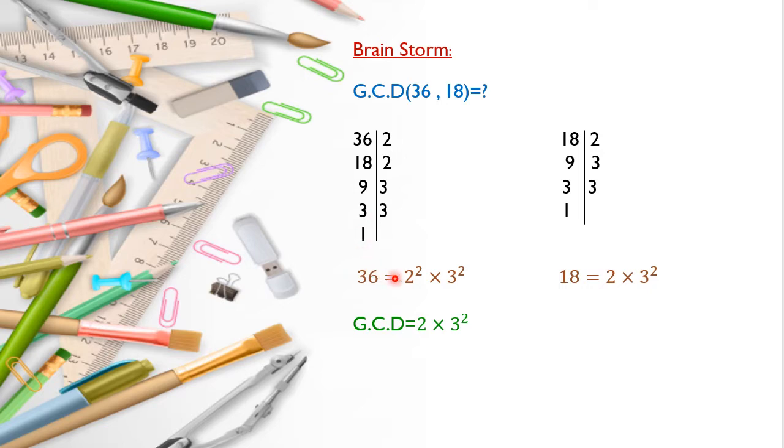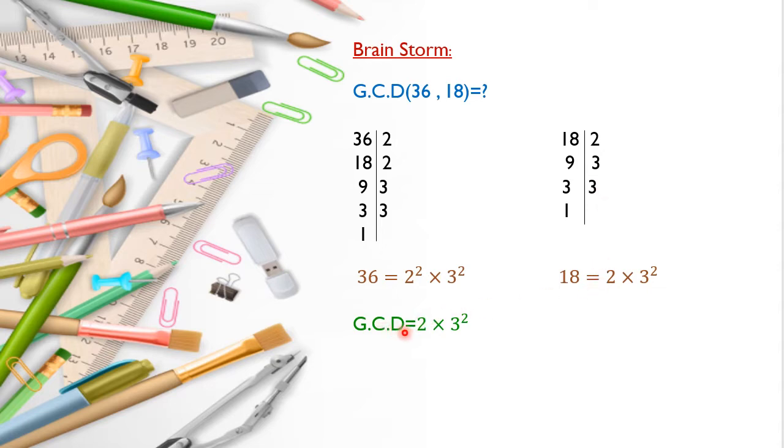So 36 is equal to 2 times 2 times 3 times 3. So 2 times 2, it's 2 square. 3 times 3, it's 3 square. So 36 is equal to 2 square times 3 square. Now 18. 18 divided by 2, it's 9. 9 divided by 3, it's 3, and finally 3 is a prime, so we divide it by itself, so 3 divided by 3 is 1. Then 18 is equal to 2 times 3 times 3, it's 3 square, so 2 times 3 square.